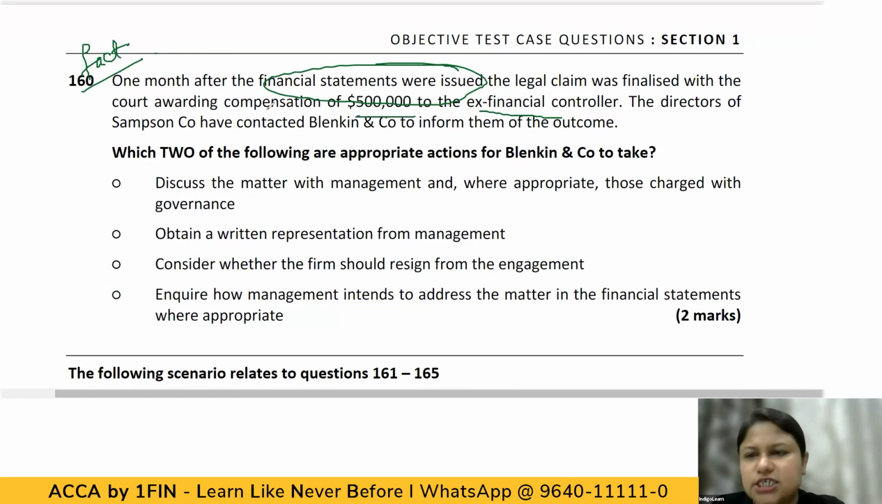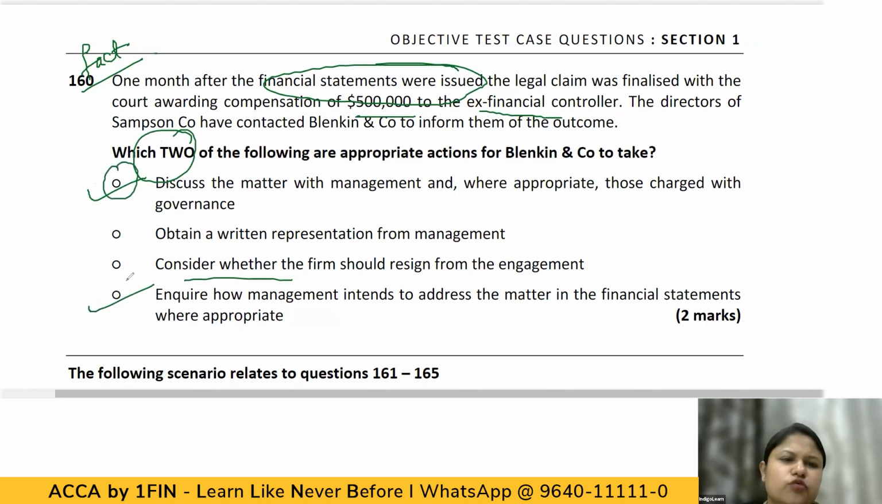Okay, so in this case, what will you do? Very simple. You will first discuss with the management and see what the requirements are, how they can address this particular matter. So first discuss the matter with the management and where appropriate TCWG, this is correct. So 2 things you have to find out. Obtain a written representation, no, not required. Consider whether the firm should resign, you've already given the audit report, so no point of resigning. Inquire how management intends to address the matter in the financial statements where appropriate. The answer will be 1 and 4.